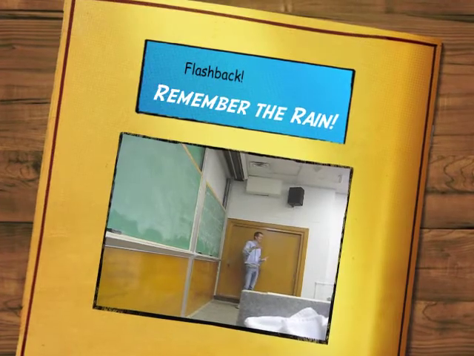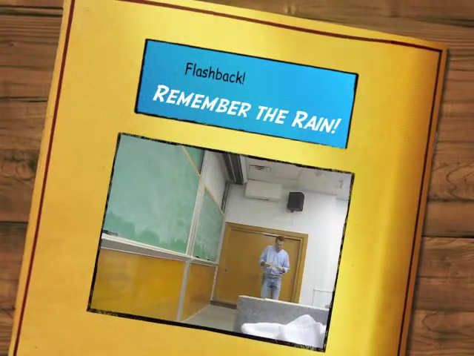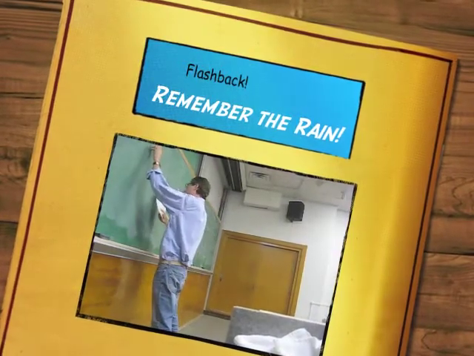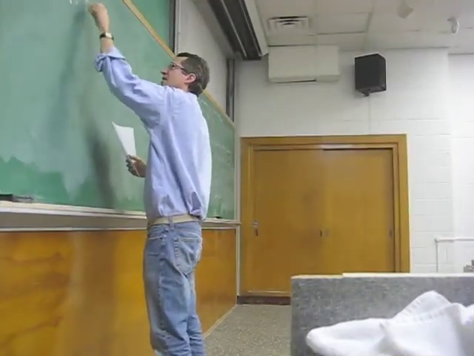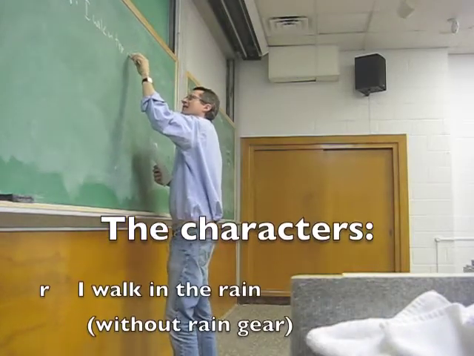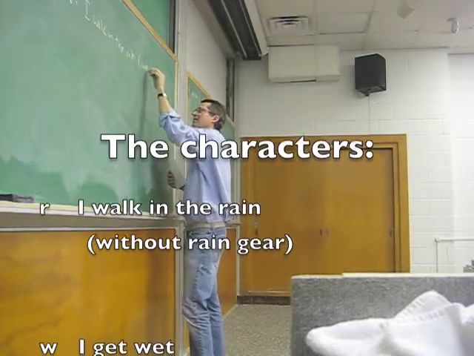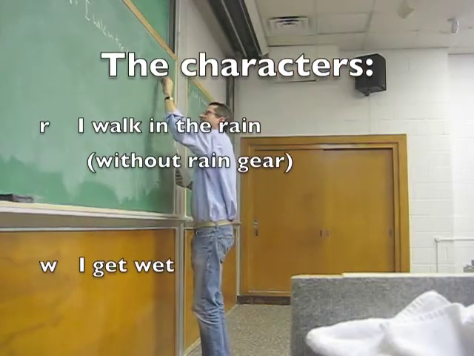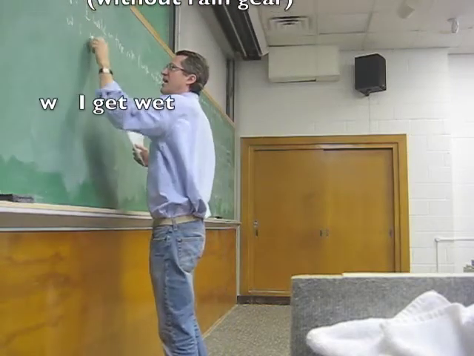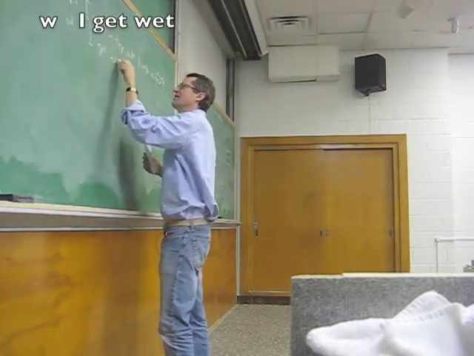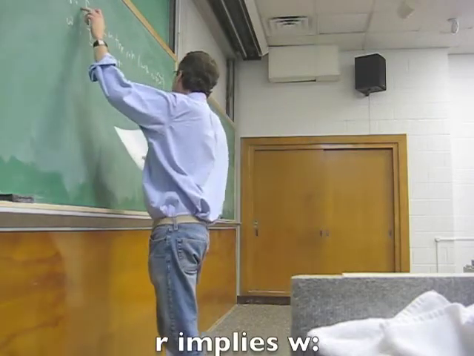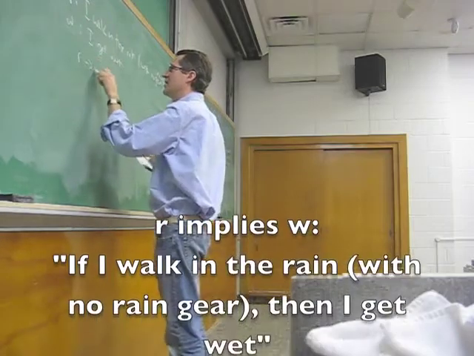And you remember I tried to explain this. Remember the example I gave you real early in the class. Let R be, I walk in the rain. And let W be, I get wet. And the statement, if I walk in the rain, I get wet, is R implies W.